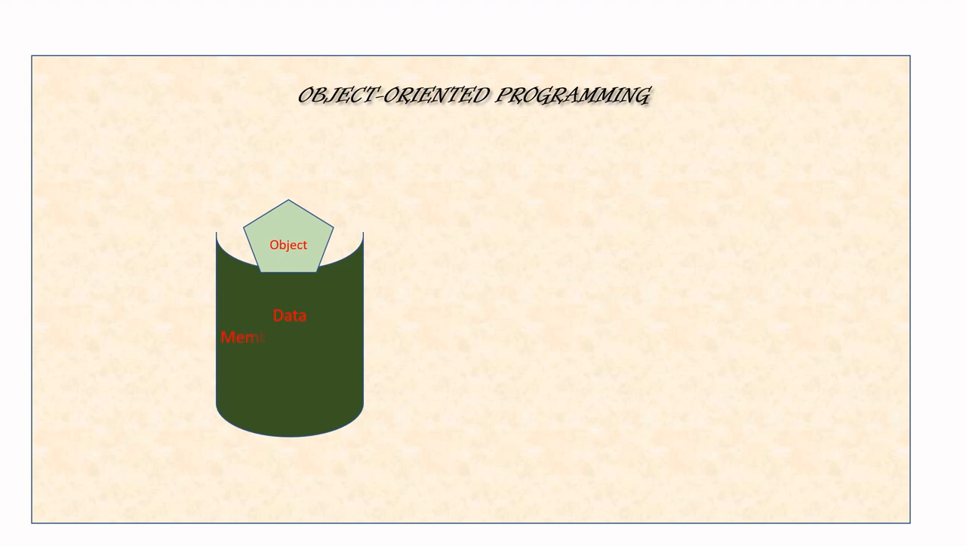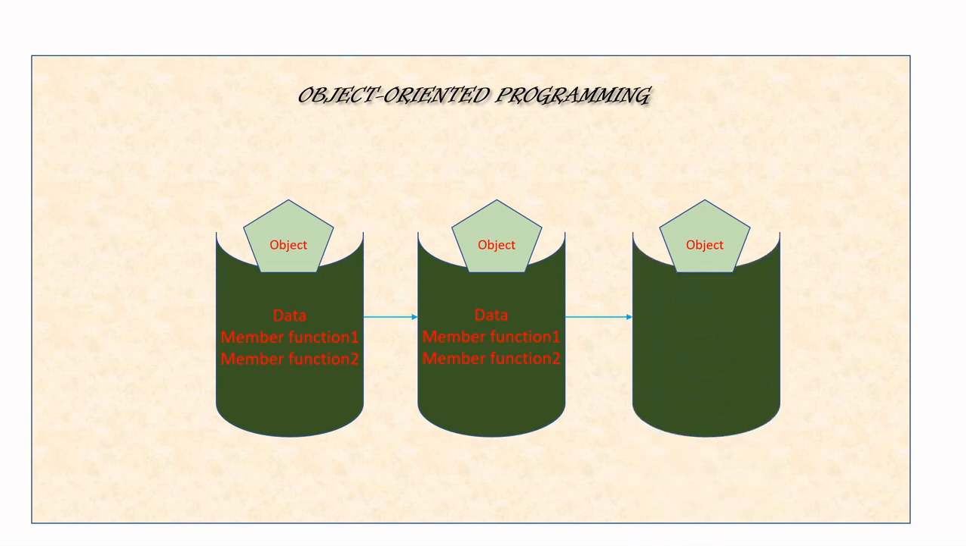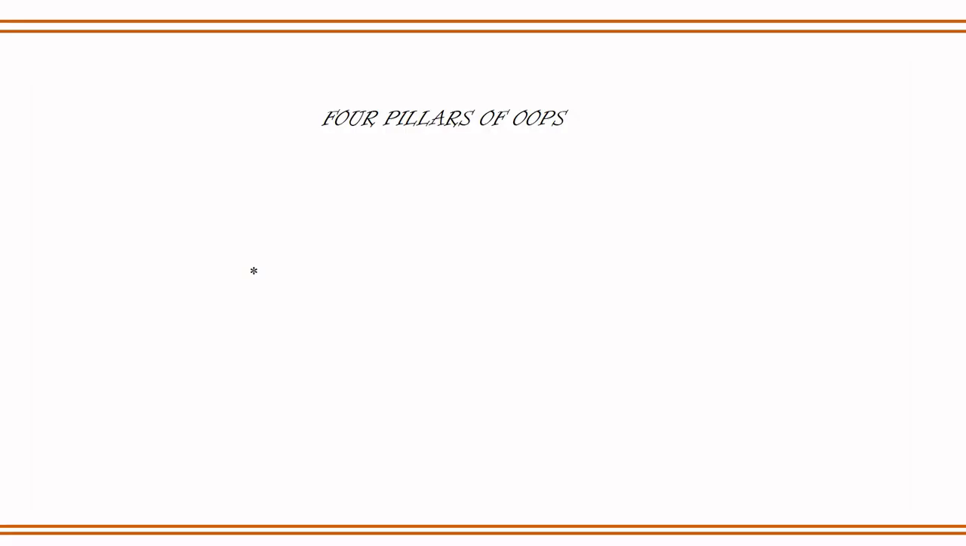If you want to clearly understand the object-oriented programming style, here we depict 3 objects, and each object contains its own local data and 2 member functions. So each object can communicate with another object through the member functions. Object 1 can communicate with object 2 or object 3 through the member functions, and each has its own local data also.